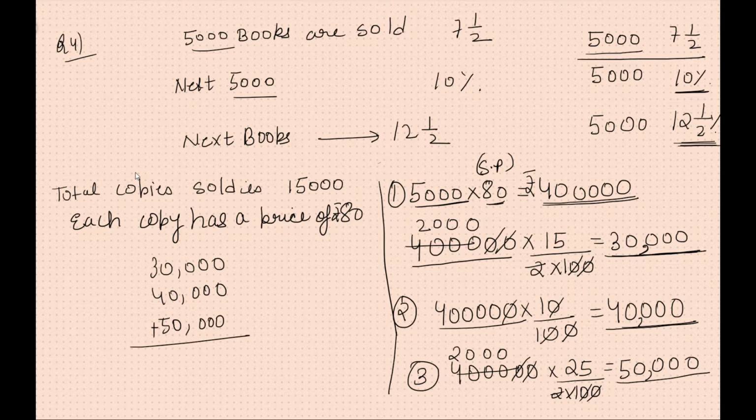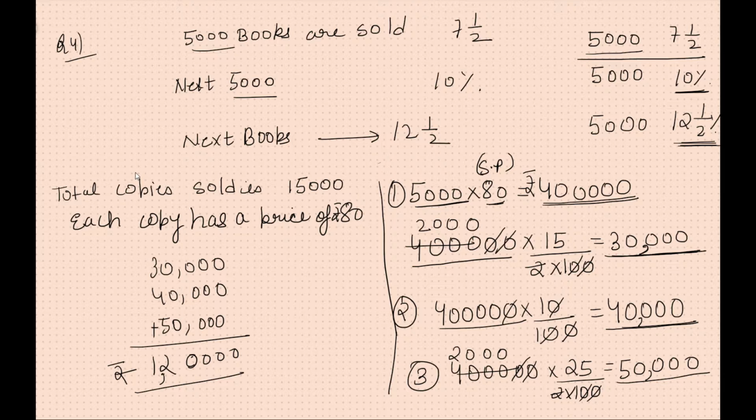So this will come out to be 1,20,000. So 1,20,000 rupees he will earn. He will receive this royalty from his book.